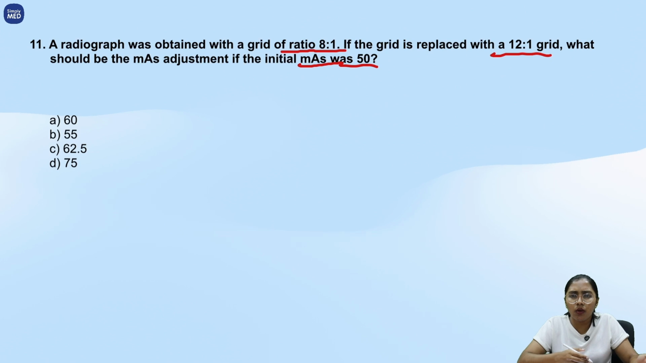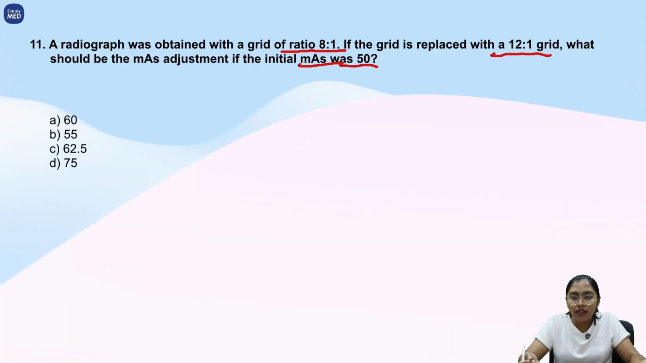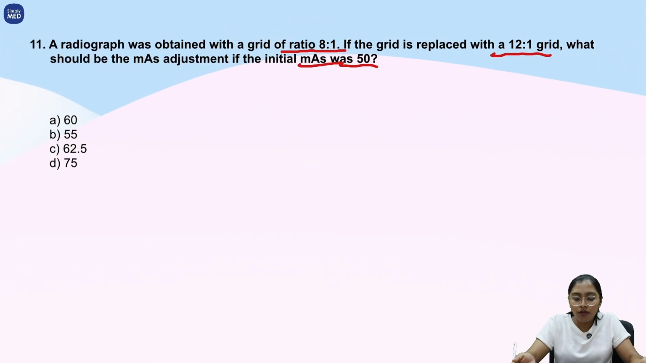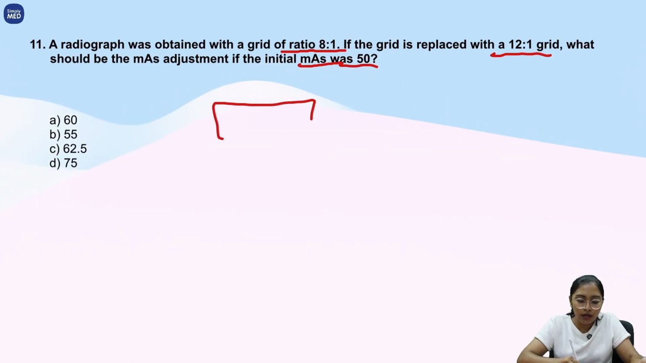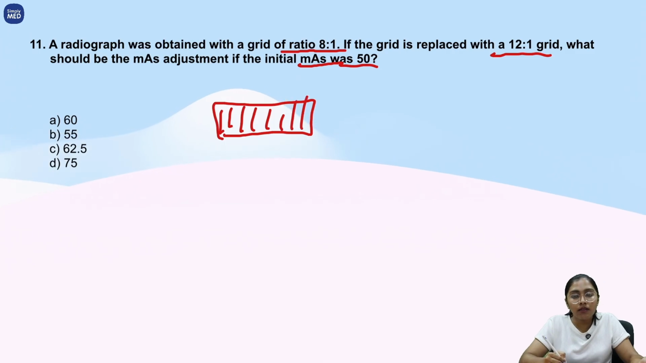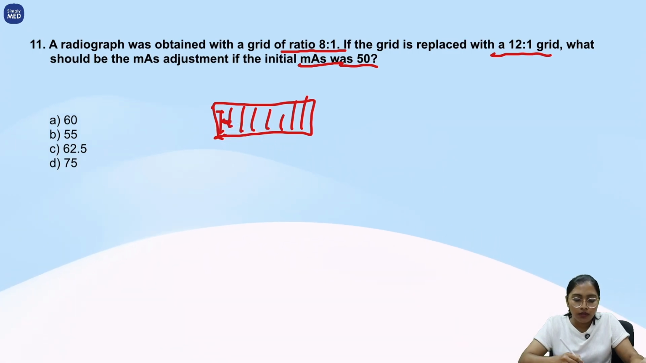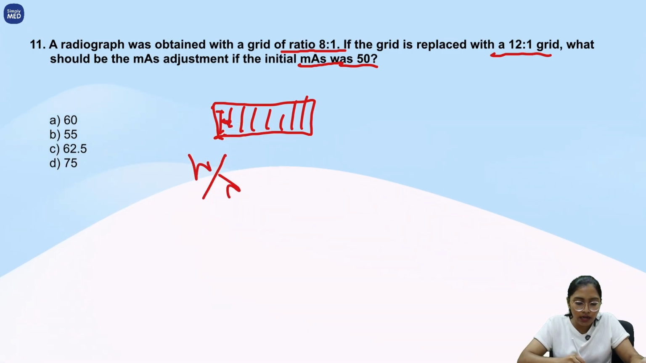Before we go to that part, let me just summarize the grid for you. Remember, what is a grid? A grid is used for absorbing the scatter radiation that might be reaching the image receptor. For that we keep a grid. A grid will have many lead strips arranged inside it. Grid ratio means the height of the grid divided by the distance between two lead strips. That is grid ratio, height by distance.